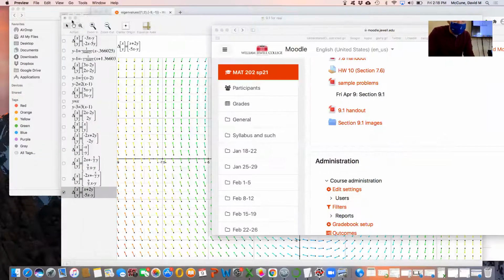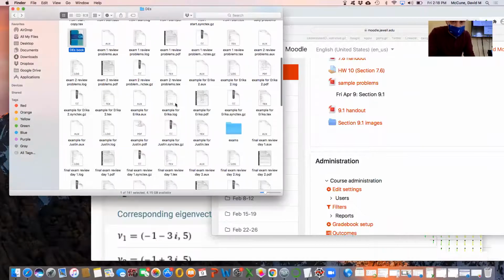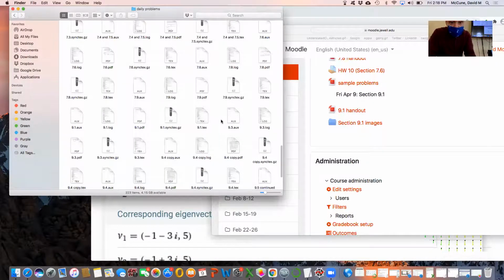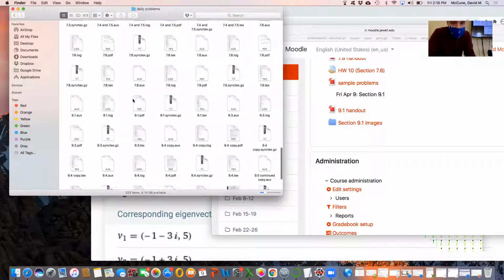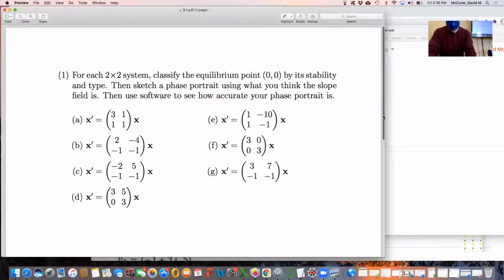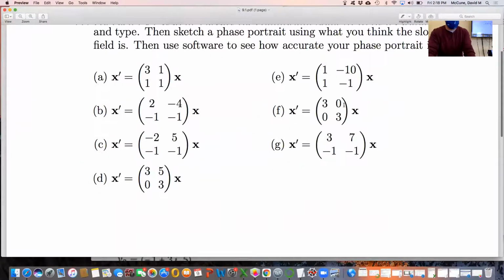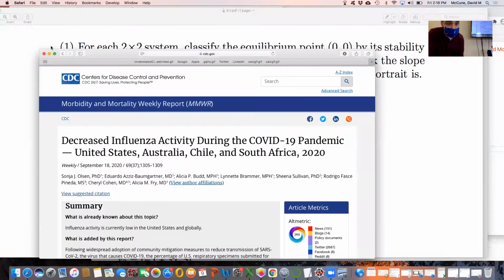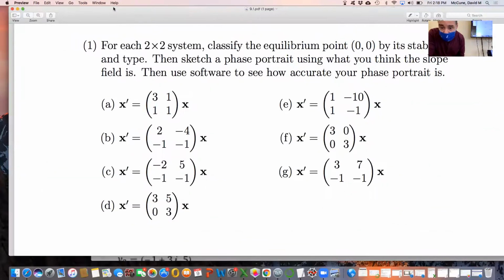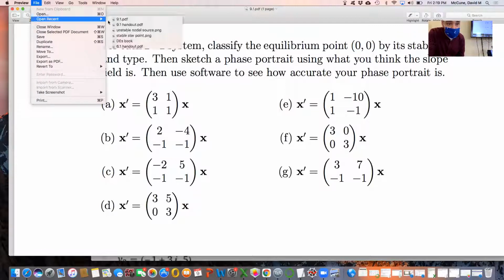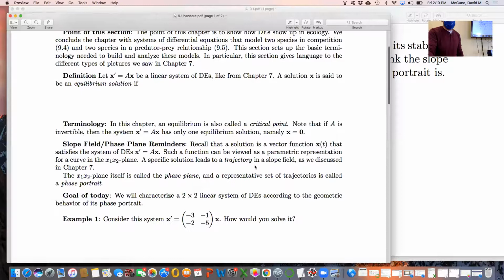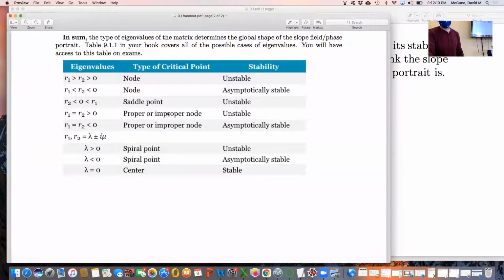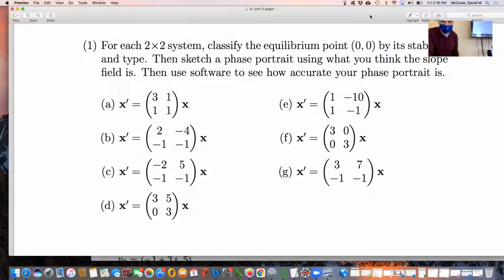So before we go today, just to make sure you understand the takeaway of the section, I want you to try a few of these. Try maybe A, B, C. You get the idea after that. For each of those, I want you to classify the equilibrium at the origin by stability and type. I want you to get the eigenvalues, classify based off of this, just to make sure you understand the language, and visualize what the slope field looks like. It'll take like 5 to 10 minutes to do that.